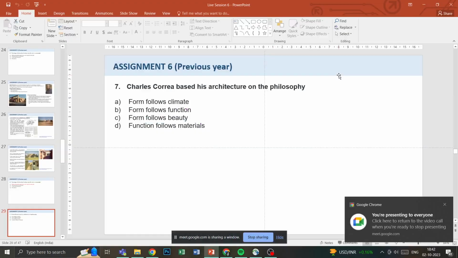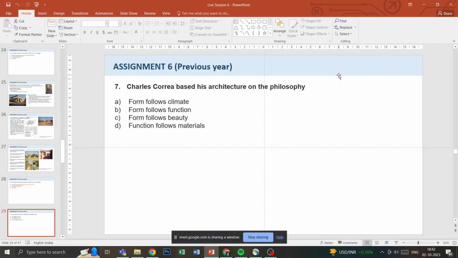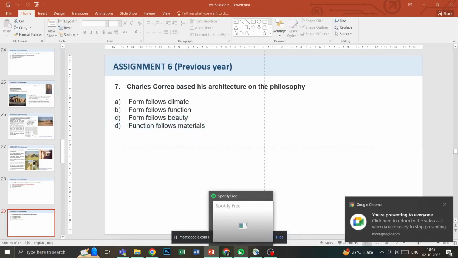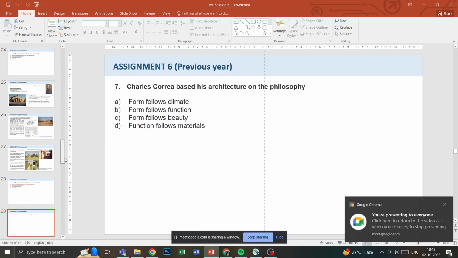Going to question number 7. Charles Correa based his architecture on the philosophy: form follows climate, form follows function, form follows beauty, function follows material.